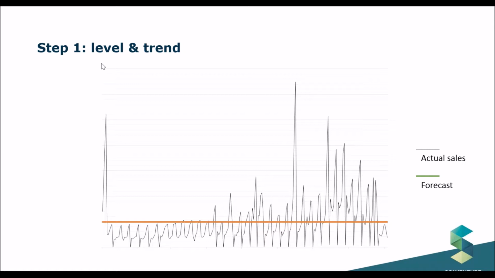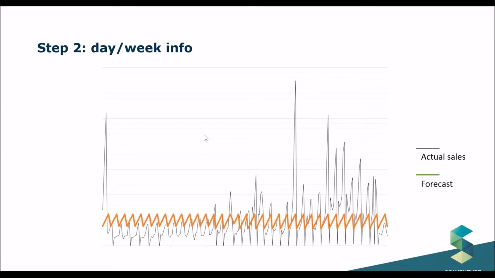In the first step, you could just say, well, let's look at the level. So is it a low level sales? Is it a high sales product? And then the trend. So if you just match level and trend, it's unnoticeable, but there seems to be a slightly increasing trend. Next thing we can add is, okay, we know that on Monday we sell less, on Saturday we sell more, so we can add the day in the week.